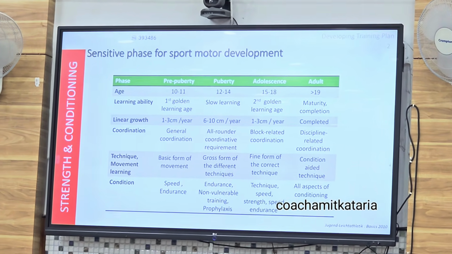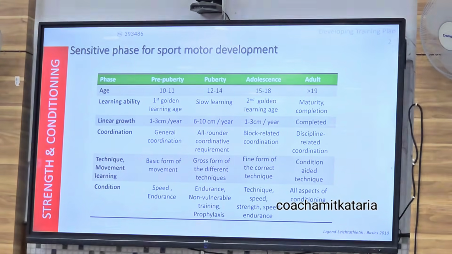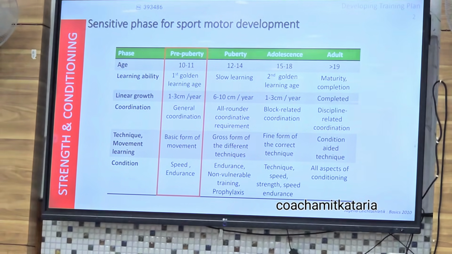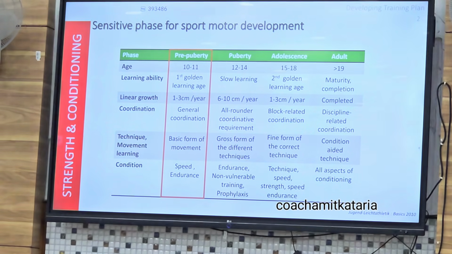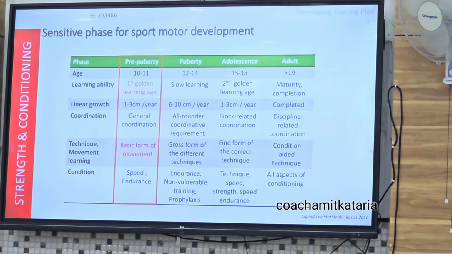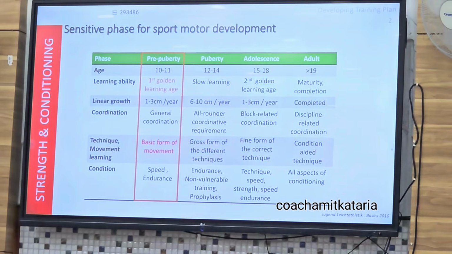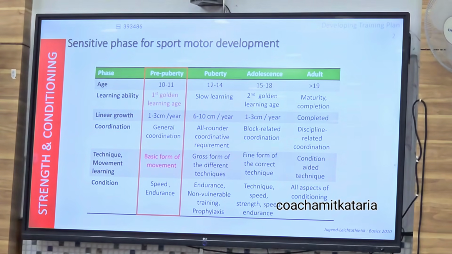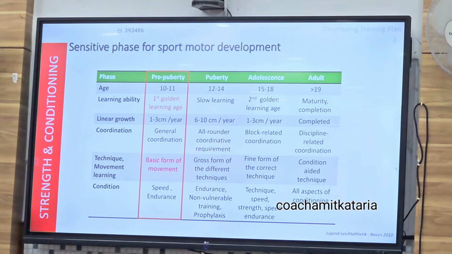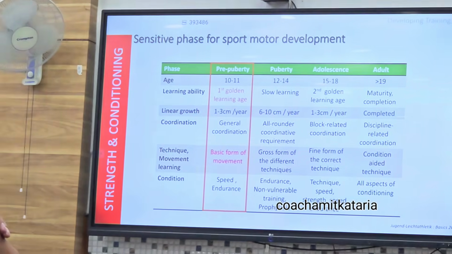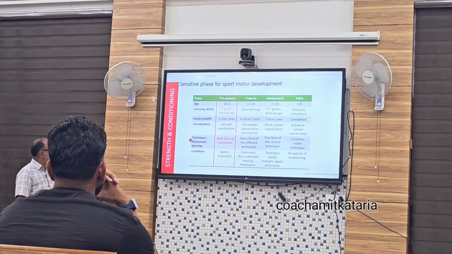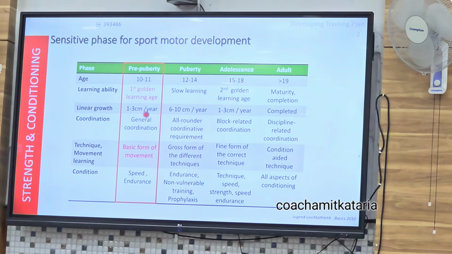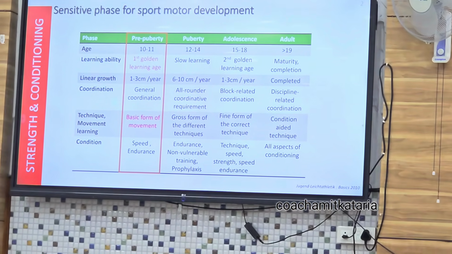नाउ देयर आर सेंसिटिव यू हैव ऑलरेडी नोन दिस स्टूडेंट लेवल. आपका लेवल ऑफ उसमें याद होगा विंडोज सेंसिटिव. सो these are the three properties. This is very important. The golden age of learning and basic form of movement. The technique, movement learning, coordination general, and the growth is 1 to 3 centimeters per year.